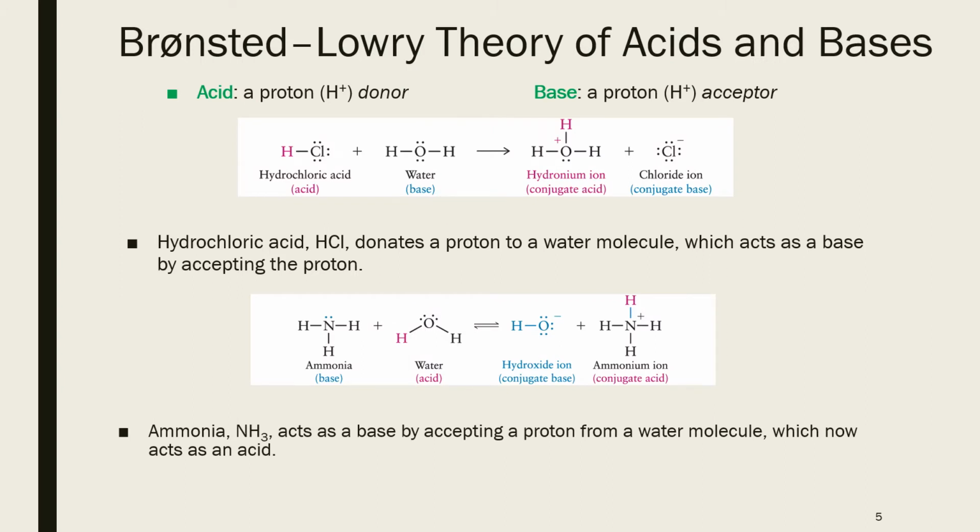Arrhenius theory works well to define the majority of acids and bases. However, there are certain compounds which do not fit the definitions proposed by Arrhenius. For example, ammonia. Ammonia, as we know, is a base.